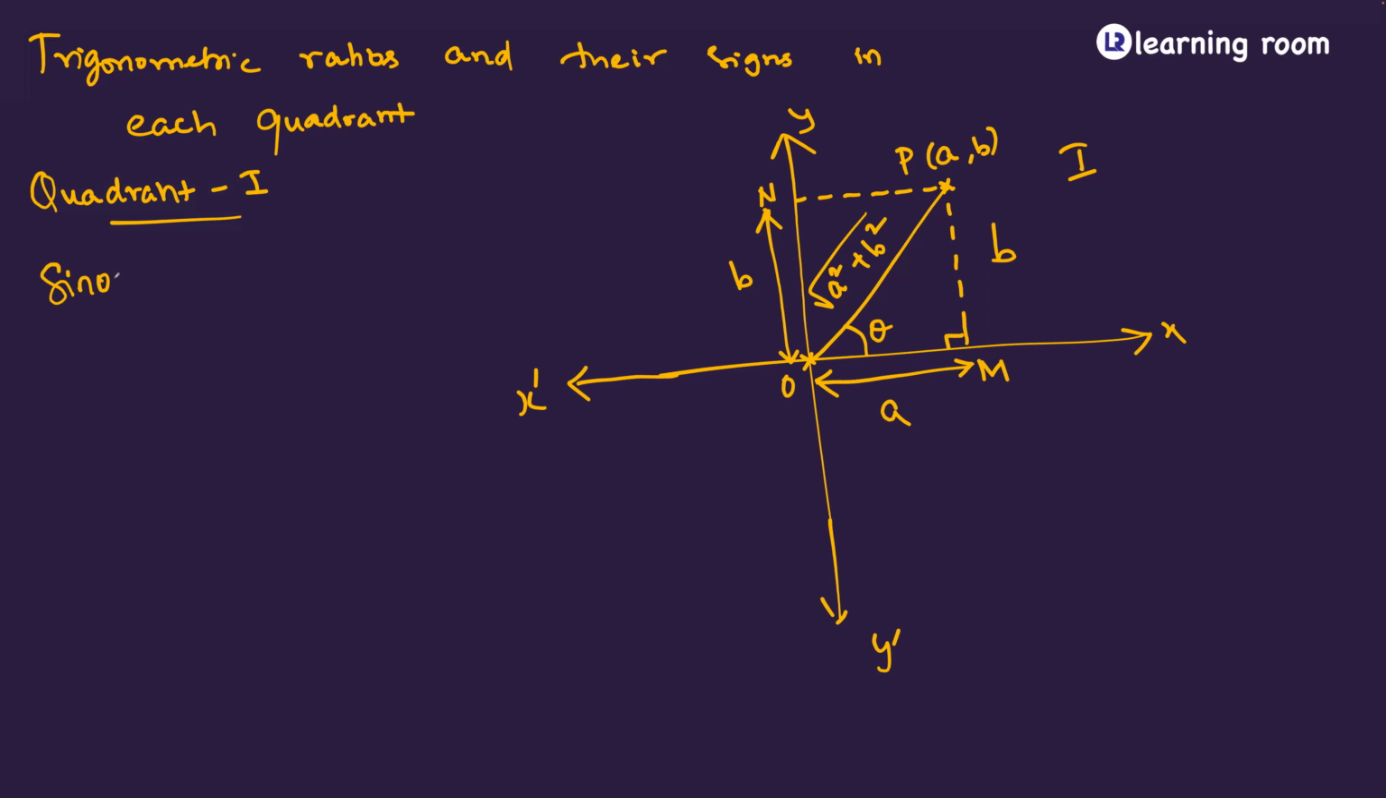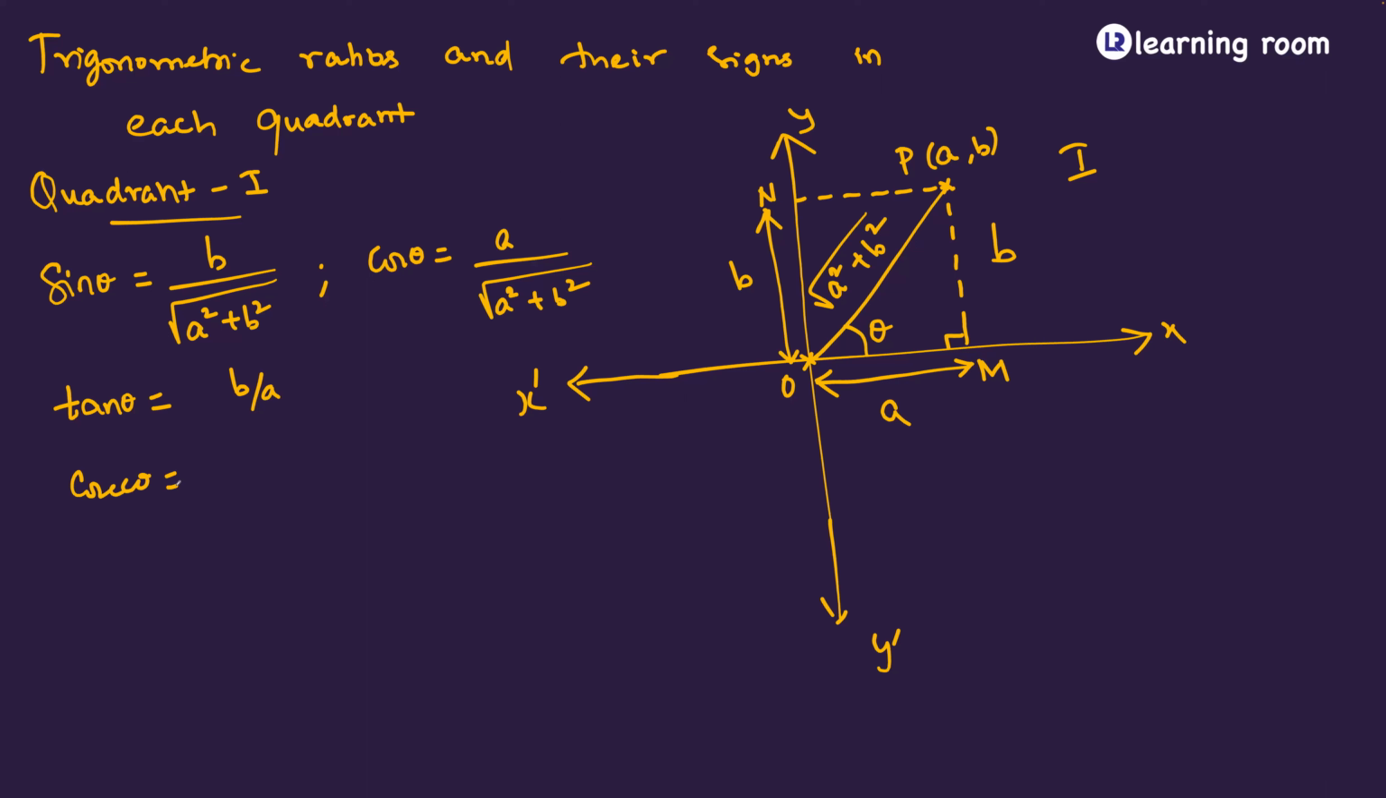So what is sine theta? Opposite by hypotenuse. So directly I'll write it: B divided by square root of A square plus B square. What about cos theta? A by root of A square plus B square. What is tan theta? It is going to be B divided by A. What about cosecant theta? It is going to be root of A square plus B square by B. What about secant theta? Root of A square plus B square, the whole divided by A. What about cot theta?